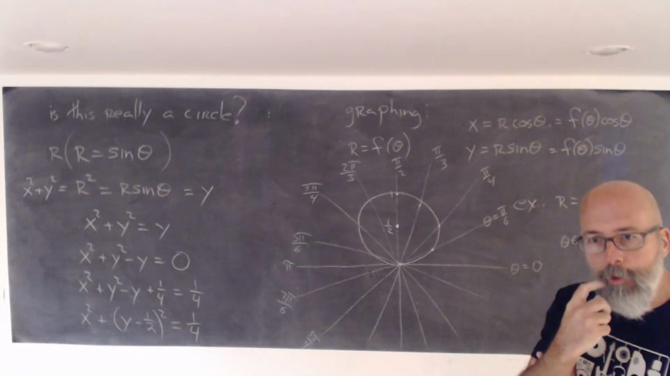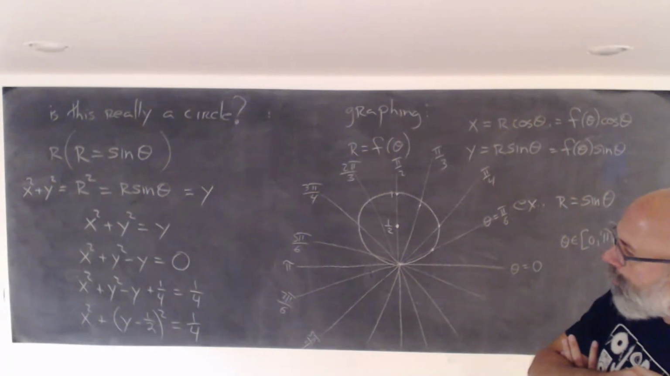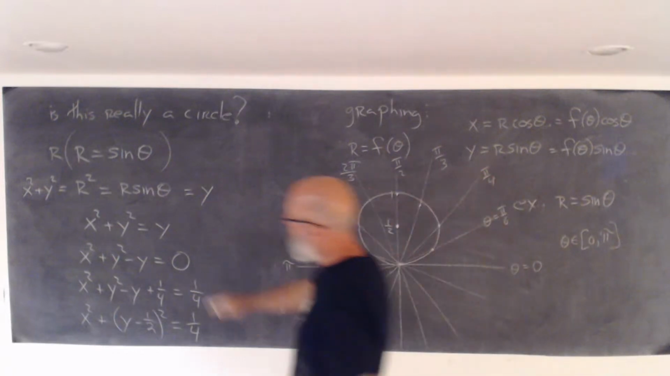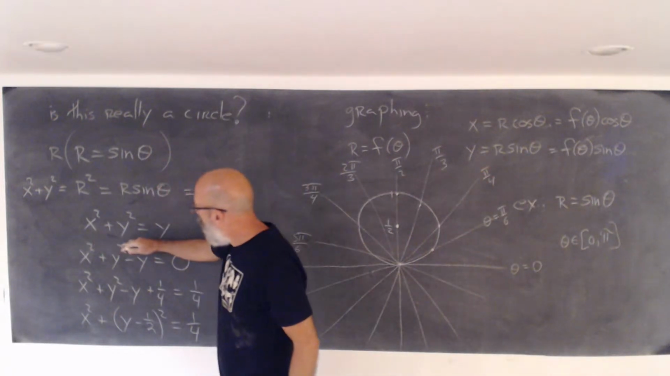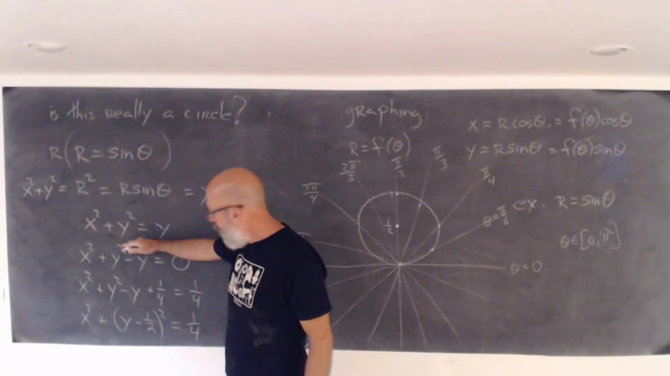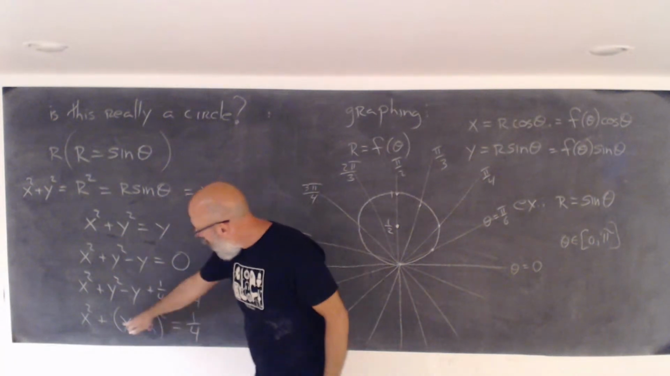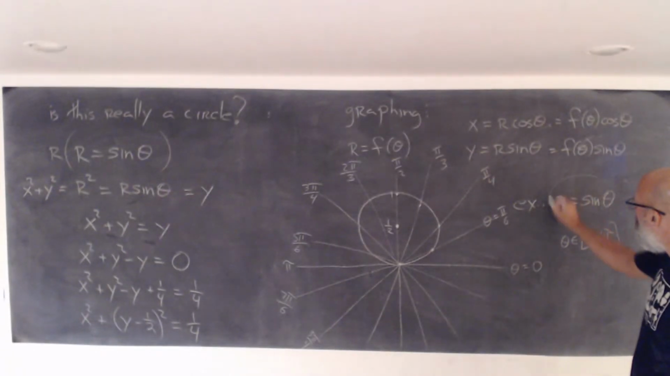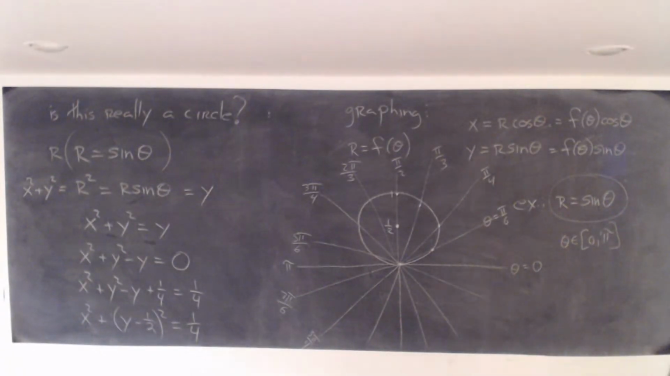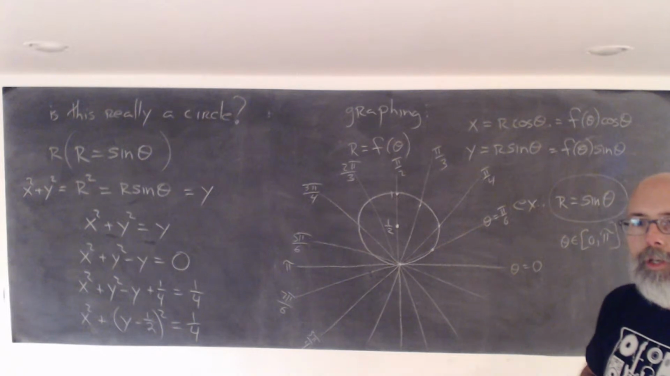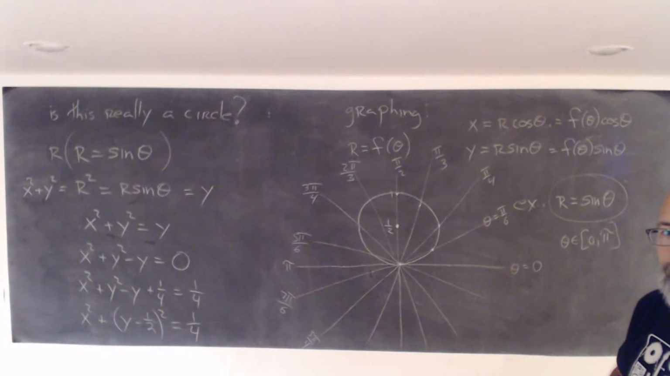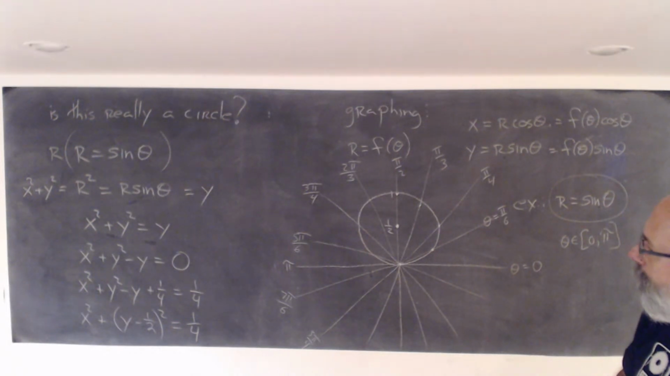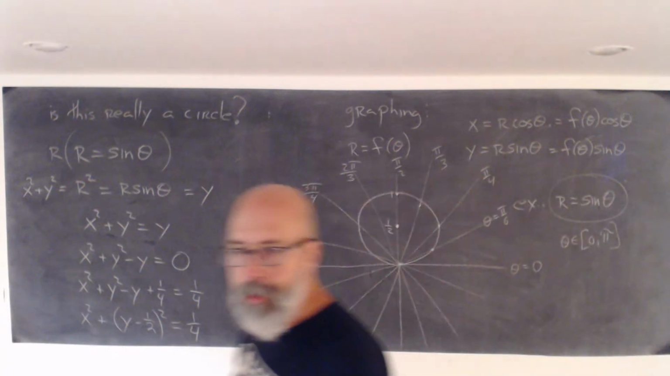But you see the beauty of the polar coordinates now, right? You had this complicated equation in the xy plane, very simple description in polar coordinates. Let's take another example.